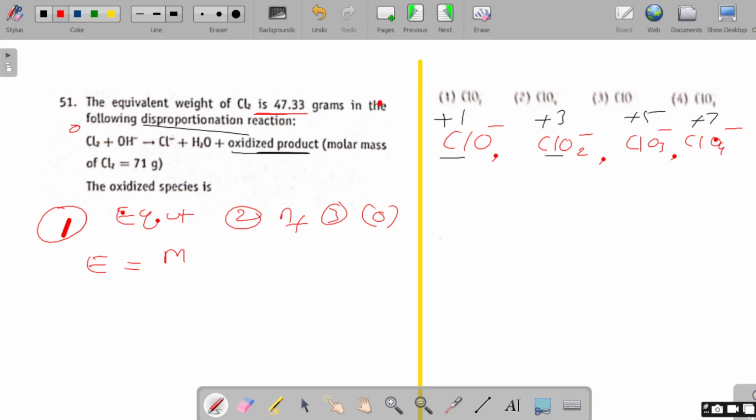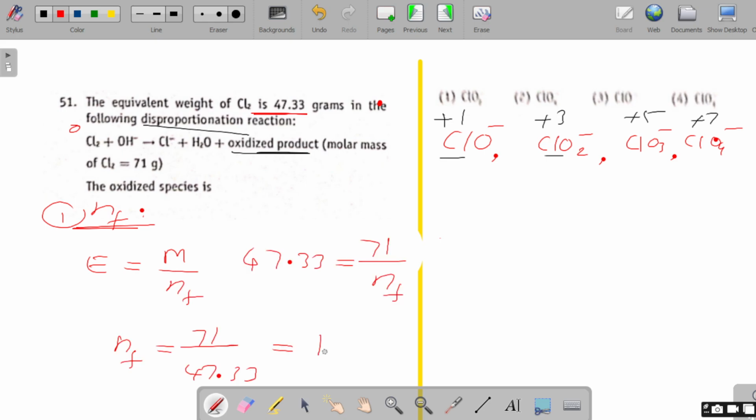So step number 1 is to calculate the n factor. Equivalent weight is equal to molar mass divided by the n factor. The equivalent weight given is 47.33, which is equal to molar mass 71 divided by n factor. On simplification, n factor is equal to 71 divided by 47.33. By exact calculation you will get 1.5.